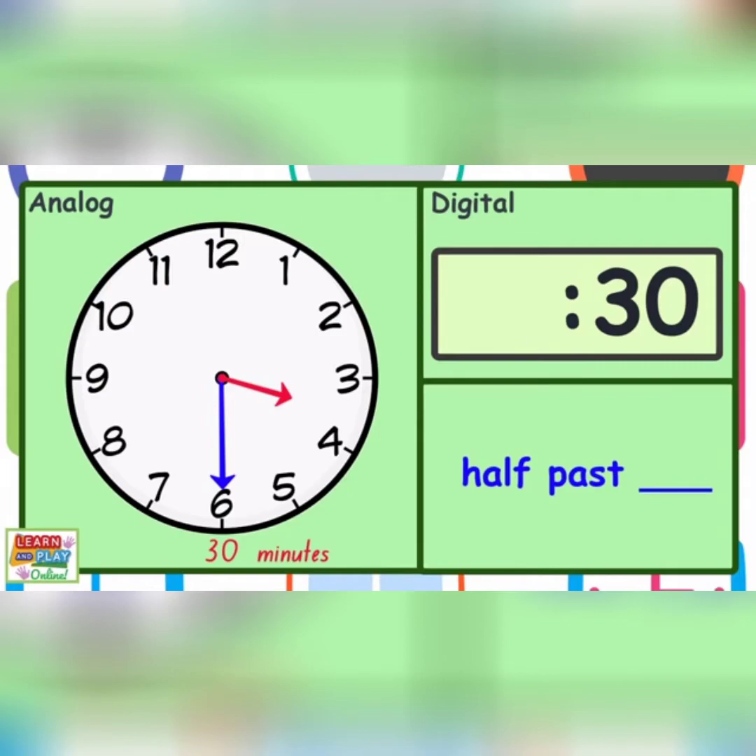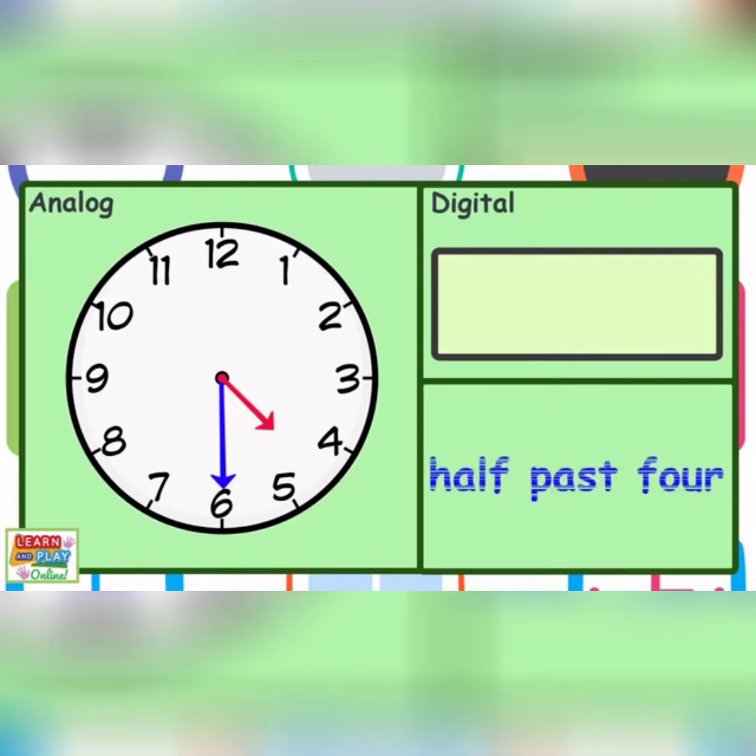The minute hand is pointing at number 6 and the hour hand is in between 3 and 4. It has passed 3, but it didn't reach 4 yet. So the time is 3:30, or we can also say that it's half past 3. Another example. The minute hand is pointing at number 6 and the hour hand is in between 4 and 5. It passed number 4 but it didn't reach number 5 yet. Therefore, the time is 4:30 or half past 4.